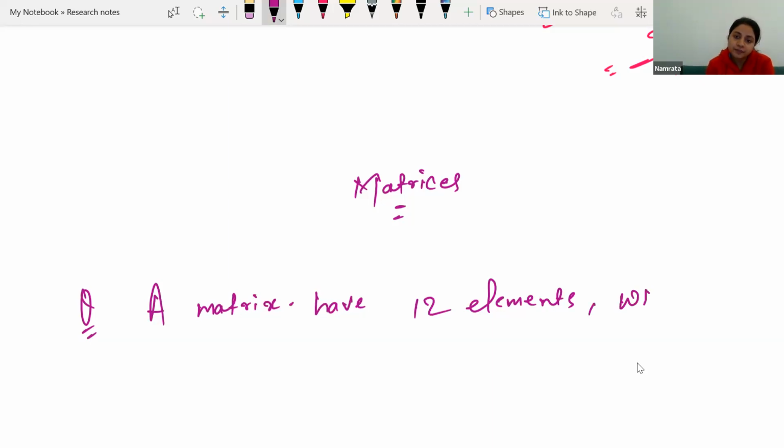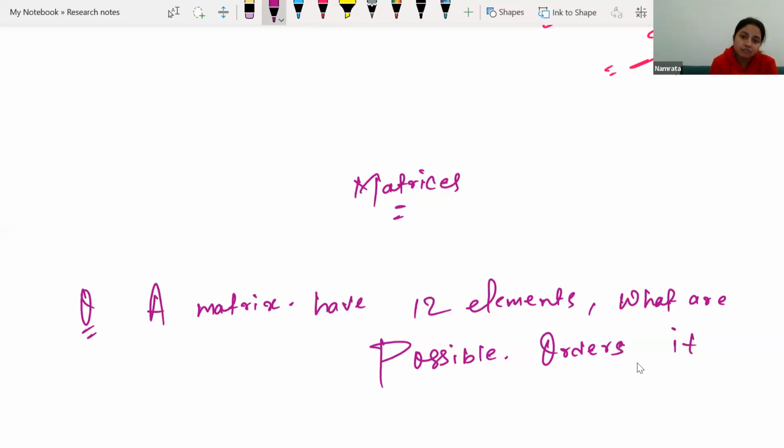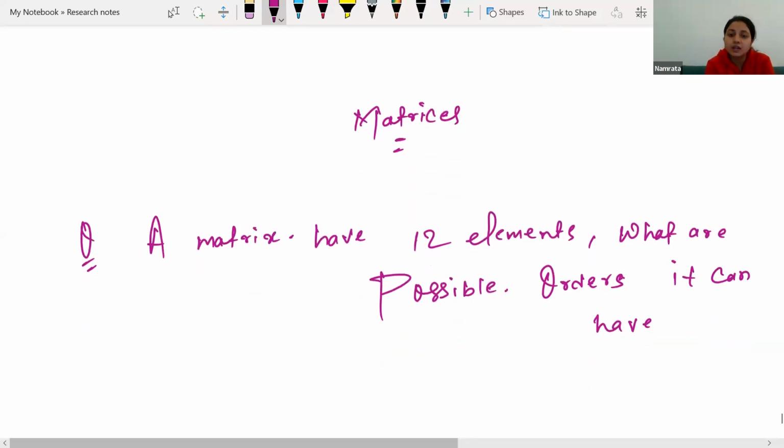What are the possible orders it can have? Who will tell me what are the possible orders it can have if there are 12 elements? Yes, anyone?